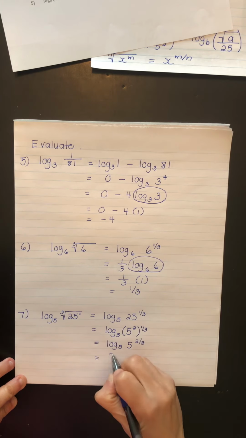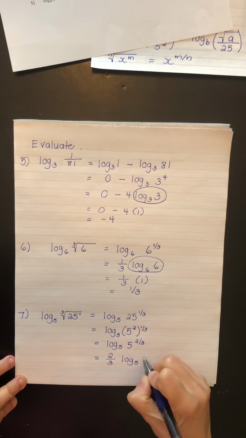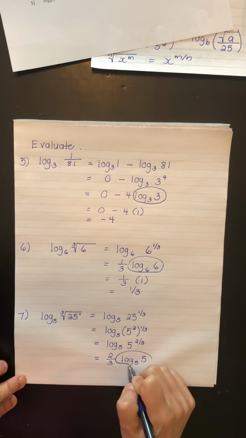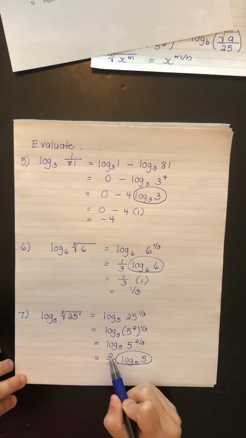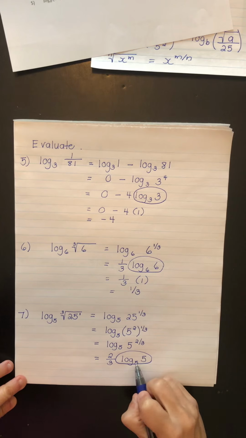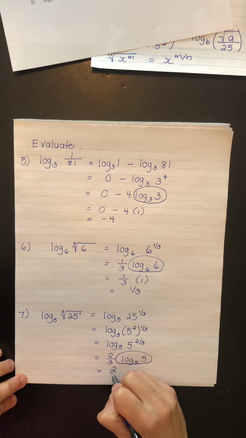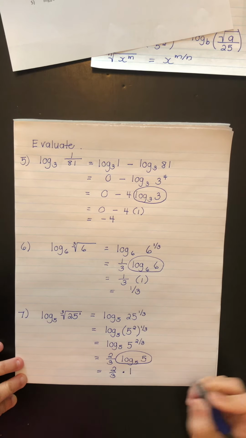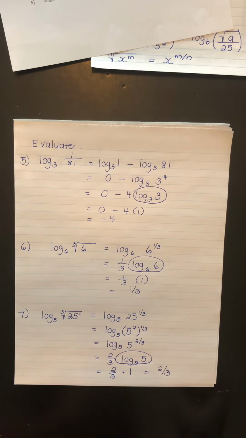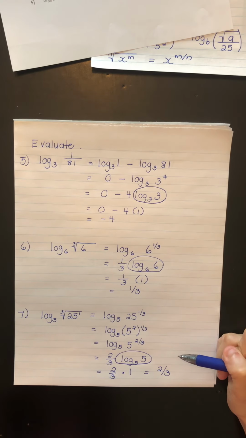Now the 2/3 comes forward. Property number 5 allows us to do this. Here, the base matches the argument, so we have an answer of 2/3 times 1, or 2/3. Okay, I hope that you followed those 3 examples okay.